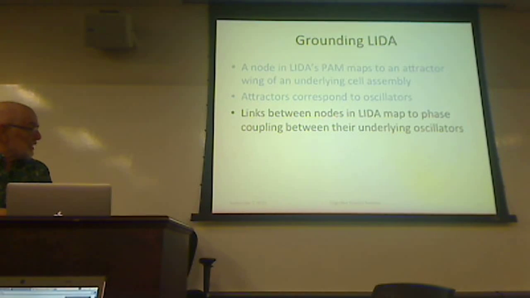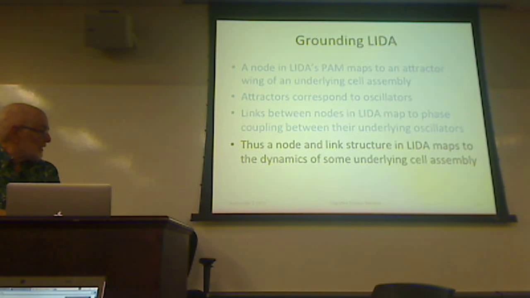The links between the nodes in LIDA map to phase coupling between their underlying oscillators, and we talked about that before. So thus a node and link structure in LIDA maps to the dynamics of some underlying cell assembly. And that's how that bridging takes place.